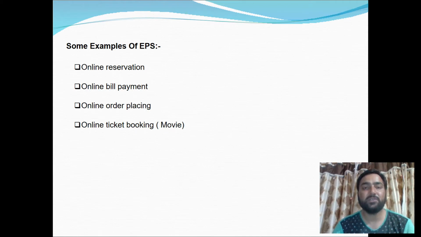Online ticket booking, you can book tickets for trains, airlines, or movies. You are very well aware of BookMyShow, which is a very great app. If you want to go for a movie, you can book any movie at any location over the globe through BookMyShow, and you can make payment directly over there by using various modes. You can use the different electronic modes that we'll be discussing for the payment.